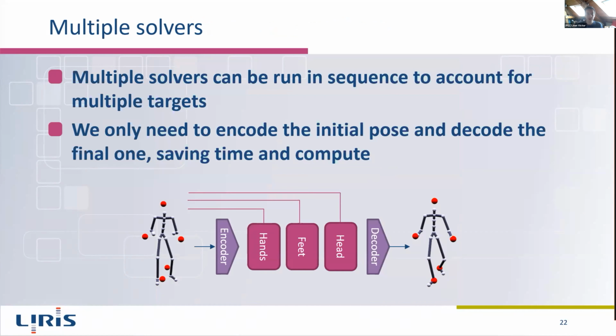So in cases where more targets are needed at the same time, it is possible to run multiple solvers in sequence. This allows us to reuse previously trained solvers instead of training a new one for each separate situation. The sequence solver also takes advantage of the separate autoencoder and solver. We need to encode the initial pose once and then roll all the solvers in sequence, then decode the results. And this way we save both time and compute.